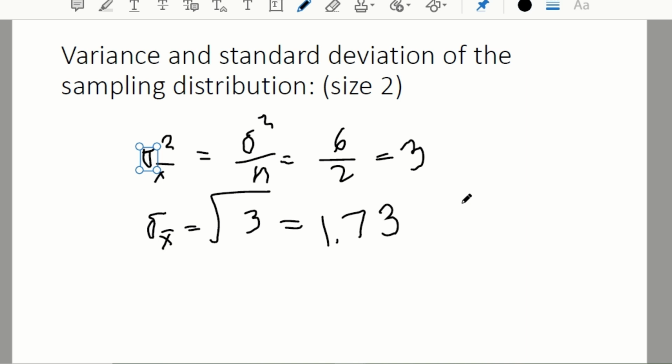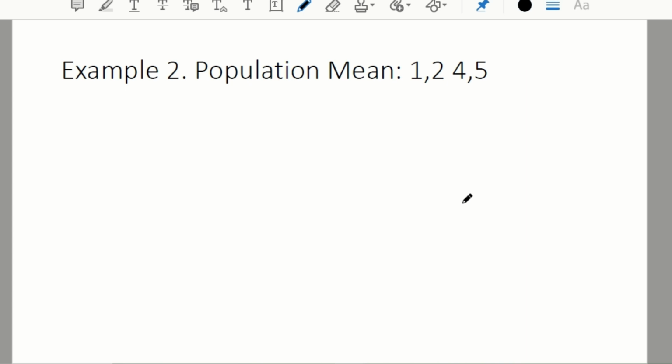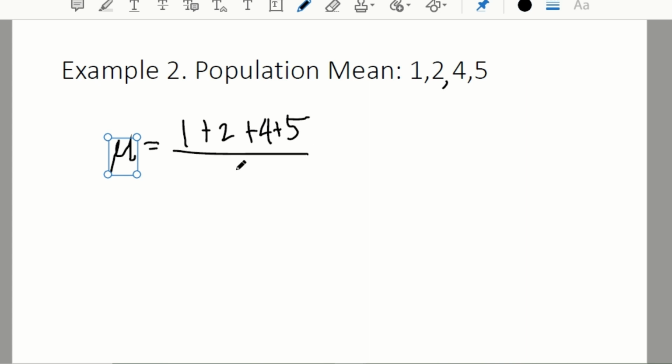Okay. Now let's go to example 2. In example 2, we're given 4 numbers: 1, 2, 4, and 5. So what is the population mean? Again, we just add 1 plus 2 plus 4 plus 5, divided by 4. So 1 plus 2 is 3, plus 4 is 7, plus 5 is 12. Divided by 4 is 3. So this is the population mean.